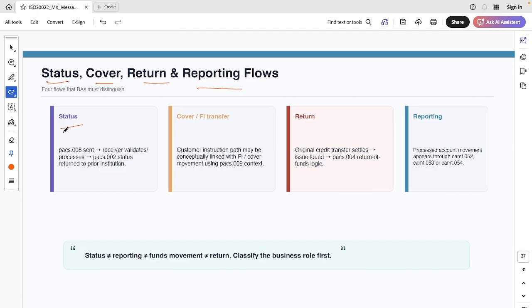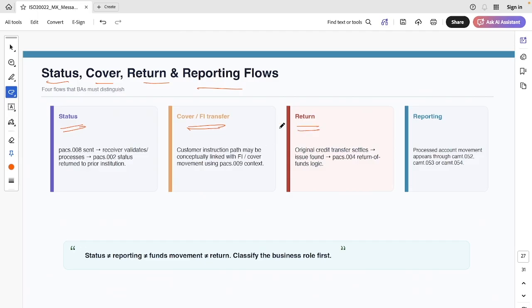A status flow answers what is the processing status of the instruction or payment. For example, a PACS.002 may be sent when a receiver validates or rejects a message and communicates the outcome to a prior institution. A cover or FI transfer flow answers how is bank to bank or settlement related movement happening. This may be conceptually linked to a customer payment, but is not the same as the customer credit transfer itself.